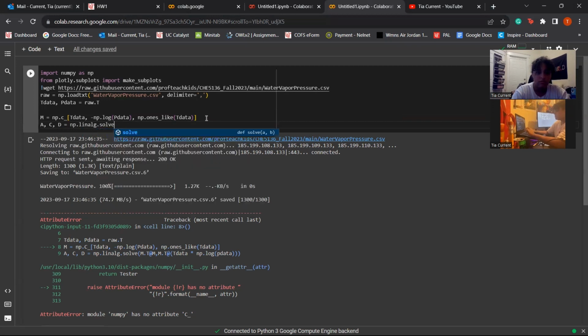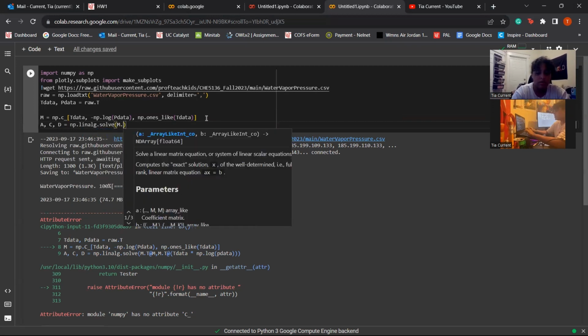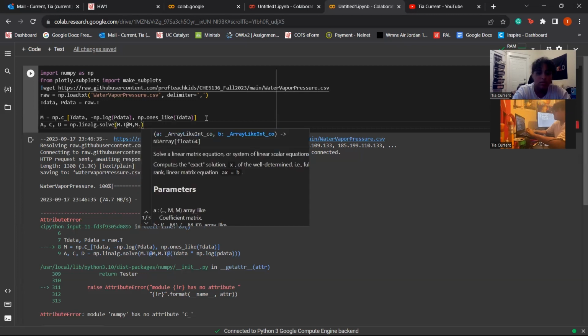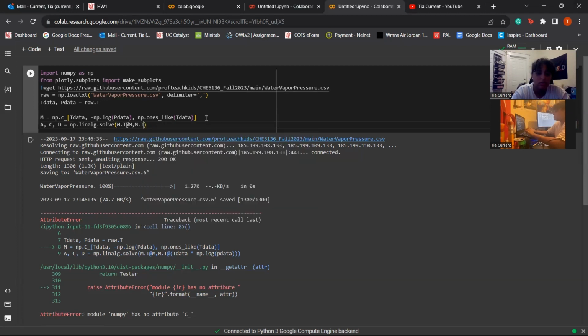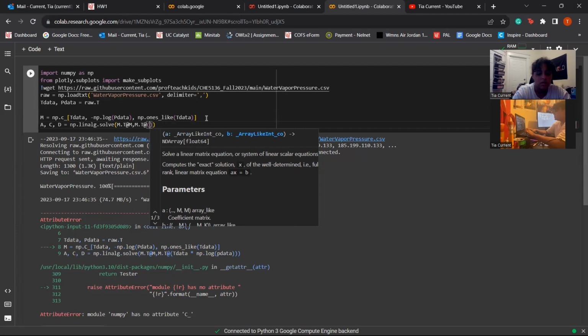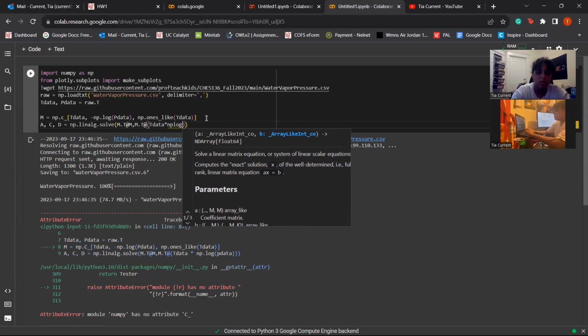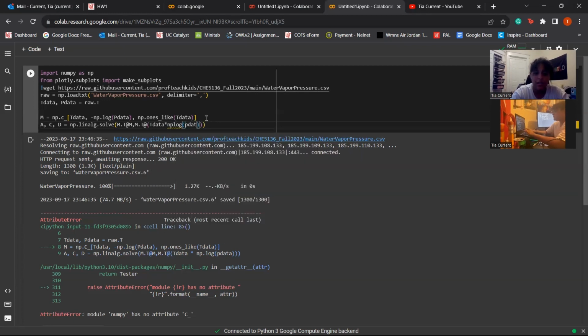Dot solve, m dot t, at. M dot t, and that's the dot product, the at sign, and then dot m dot t, and then I think another at with a t, temperature data, and you multiply your temperature data by the log of your p data.